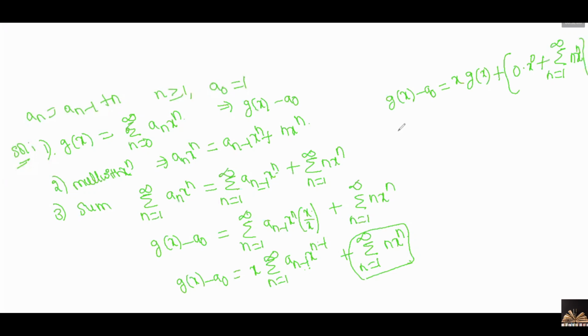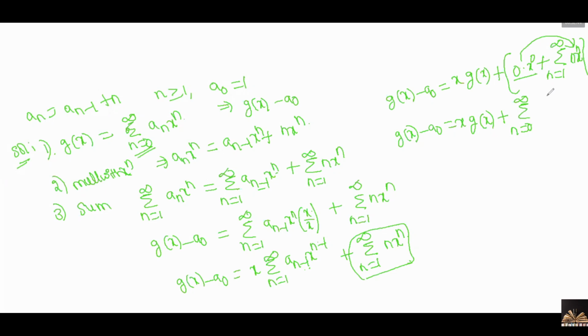Therefore what happens is this a0 term can be absorbed into this summation, so that the limit will change. Minus a0 is equal to x into g of x plus, now you can write it as summation of n is equal to 0 to infinity. When you move this term into the summation, the lower limit value changes to 0. Why? Because for g of x, the lower limit should be 0.